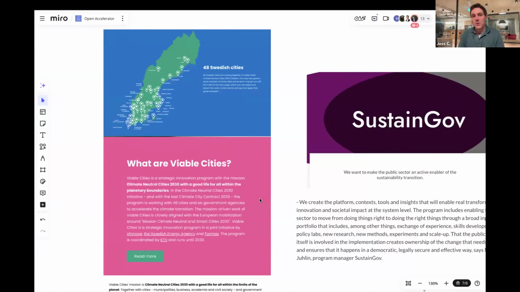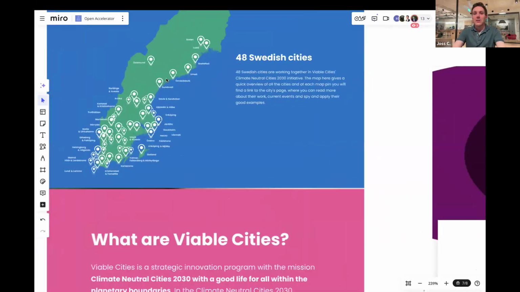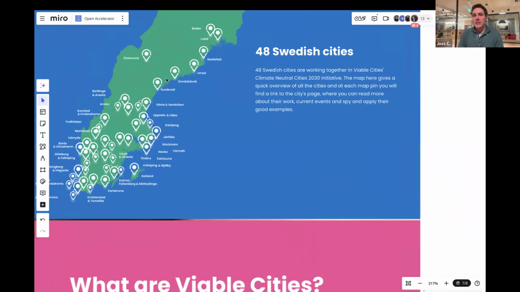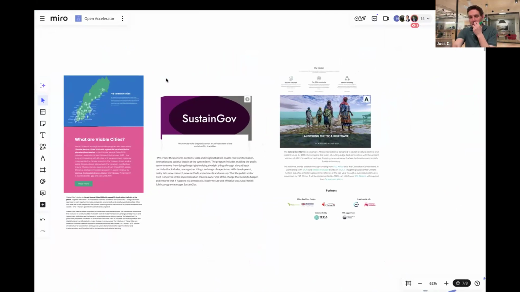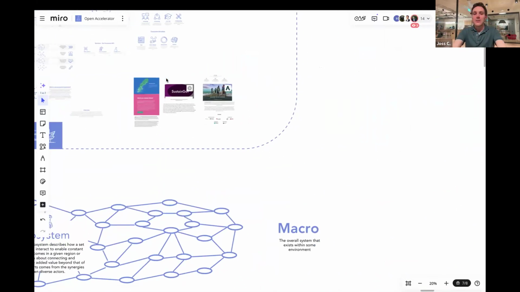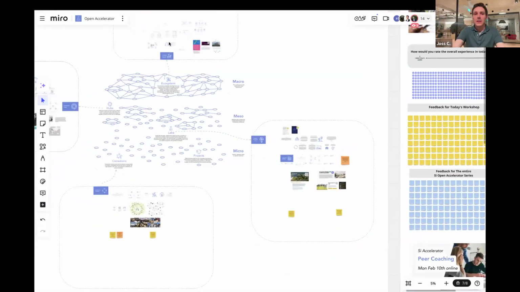Another one that's much more established is Viable Cities in Sweden, which is a network of about 48 Swedish cities working together towards climate neutral cities and all the things that need to come together for that, and really livable, viable cities. So those are examples of different types of large scale ecosystems that typically last over prolonged periods of time, very often decades, to actually build these. And they are this macro picture at the larger scale.